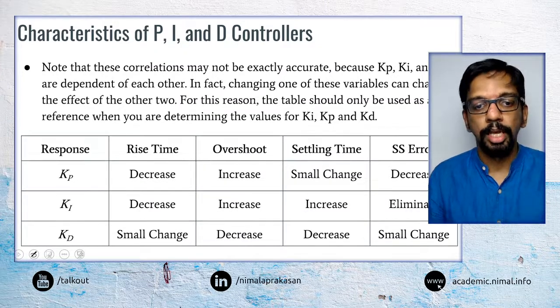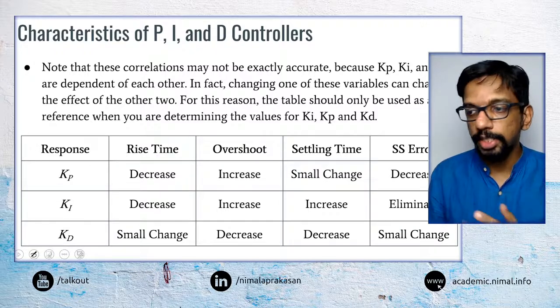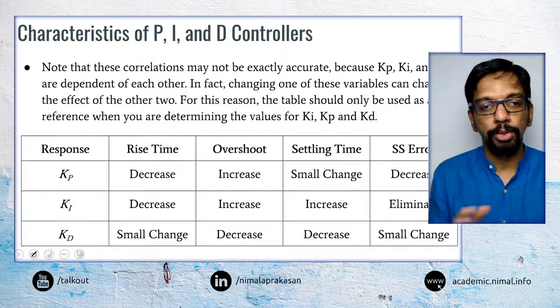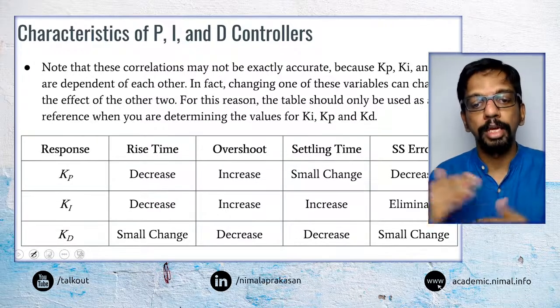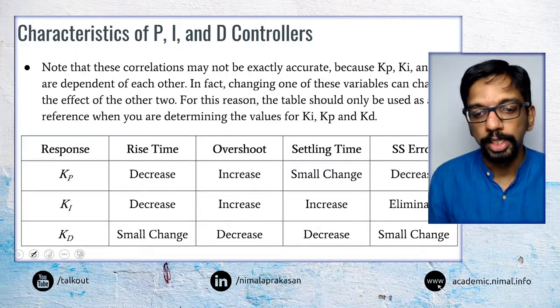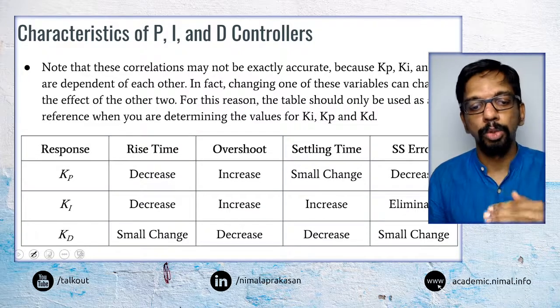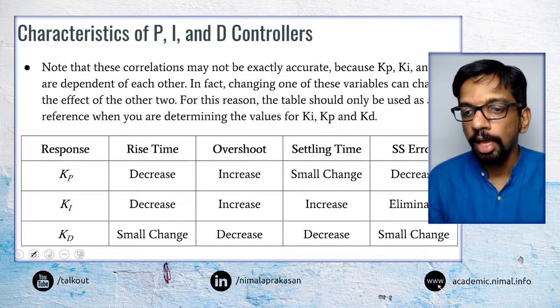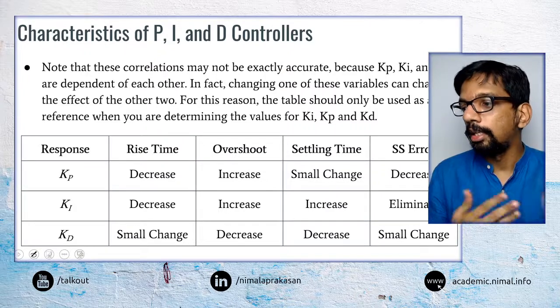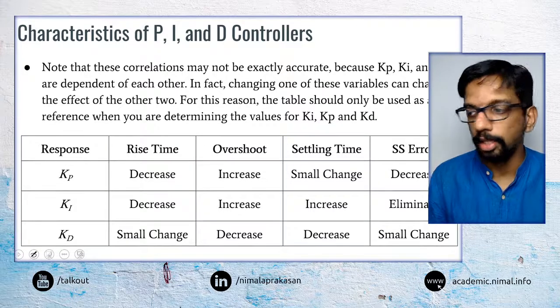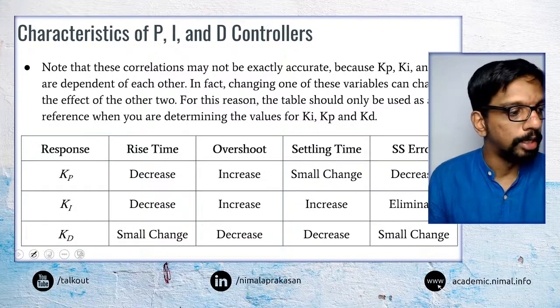So this table summarizes some of the changes that can happen when you are using different K values, what you can achieve by using K values, or what you can do by increasing or decreasing the K values. And this is something that would be very much relevant when you are building your projects.